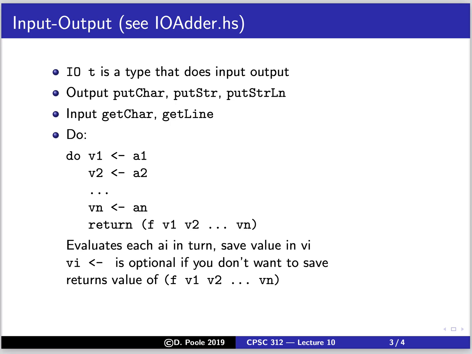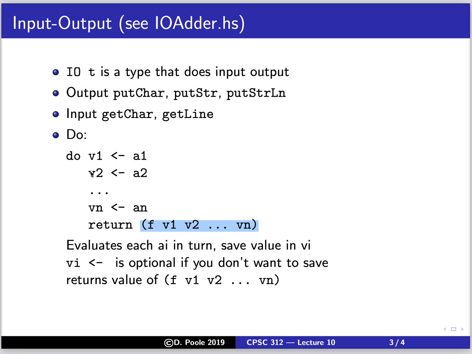Okay, and there's this funny syntax we're going to use. Here's the idea: it's going to evaluate A1, then evaluate A2 in turn. A1 is going to evaluate to V1. This might be like reading a line, and V1 gets the value of the line. It might be getLine, and this one is going to be a line. It might say getChar, and this is going to be a character. And then we're going to return some function, typically a function of all of these values, all the values that we've read.